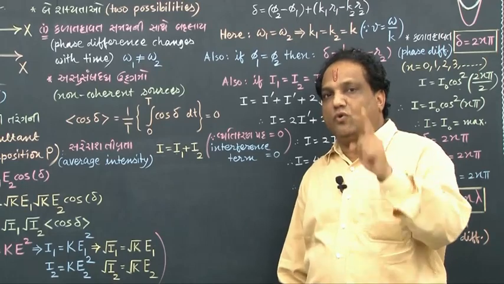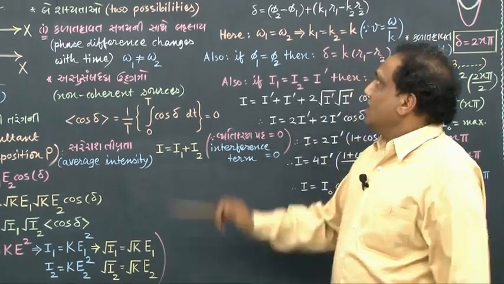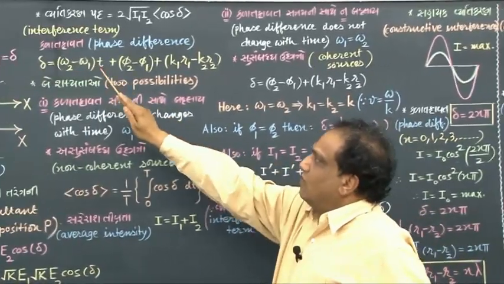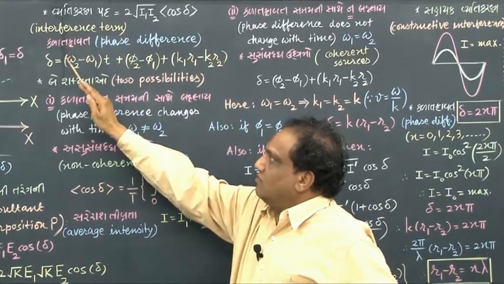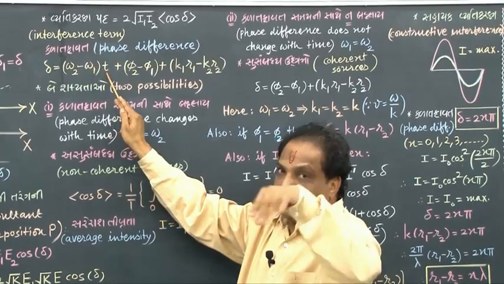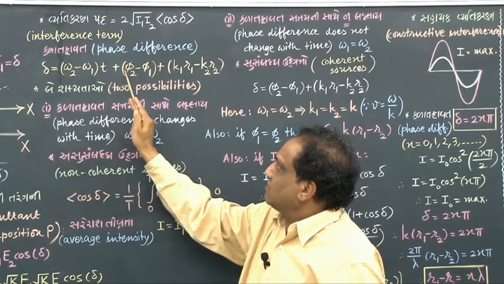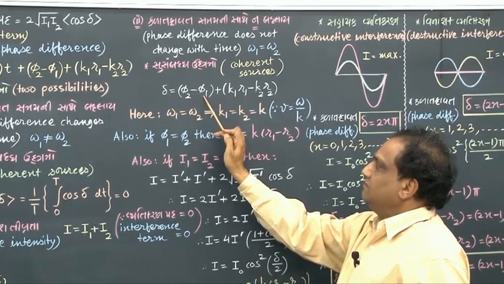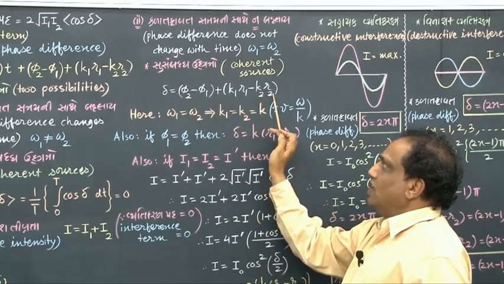Now suppose you take omega 1 equal to omega 2. If you take omega 1 equal to omega 2, then what will happen? This part would be 0. 0 into t will be 0. So the delta value will be this much. And the same formula is written here: delta equals phi 2 minus phi 1 plus k1 r1 minus k2 r2.